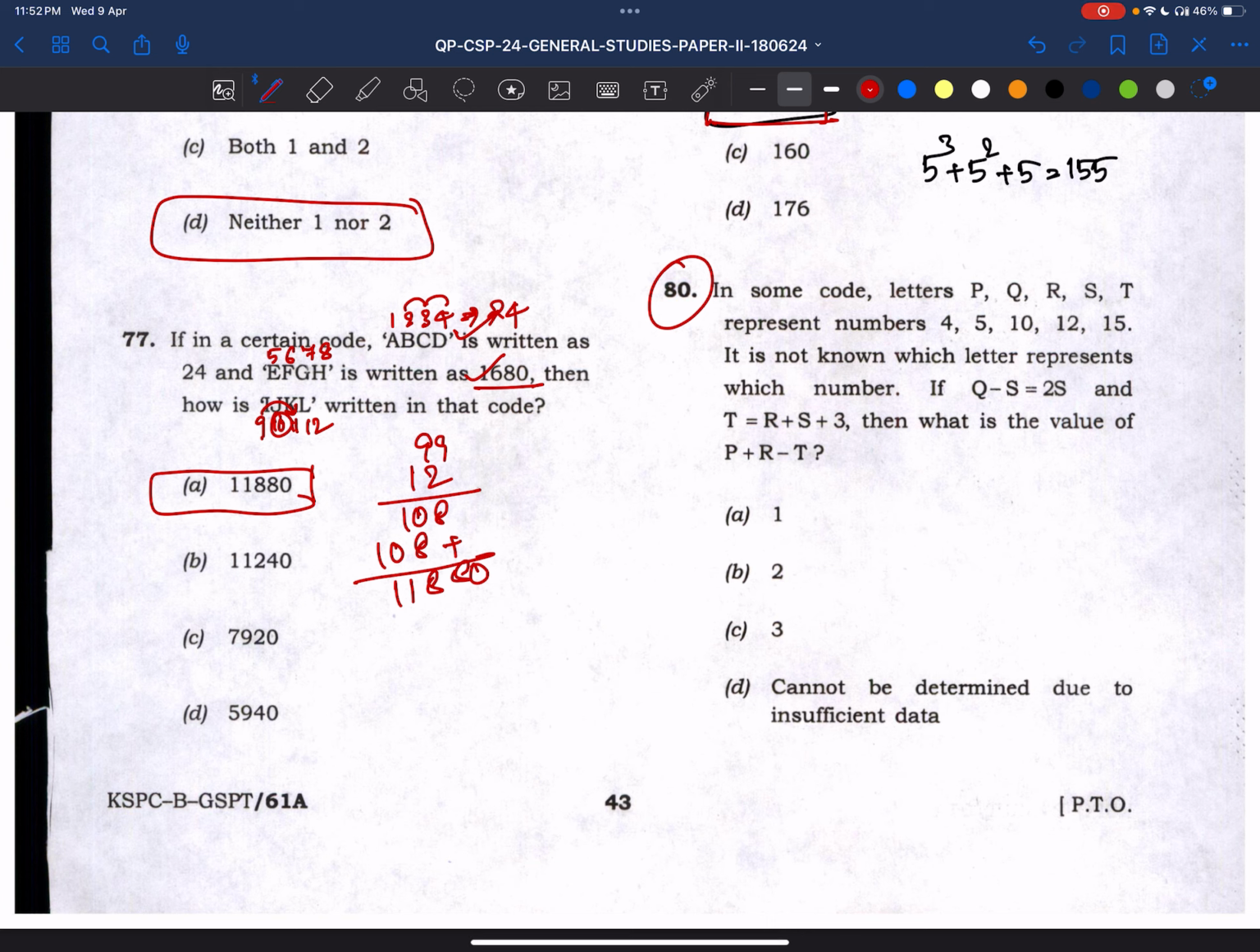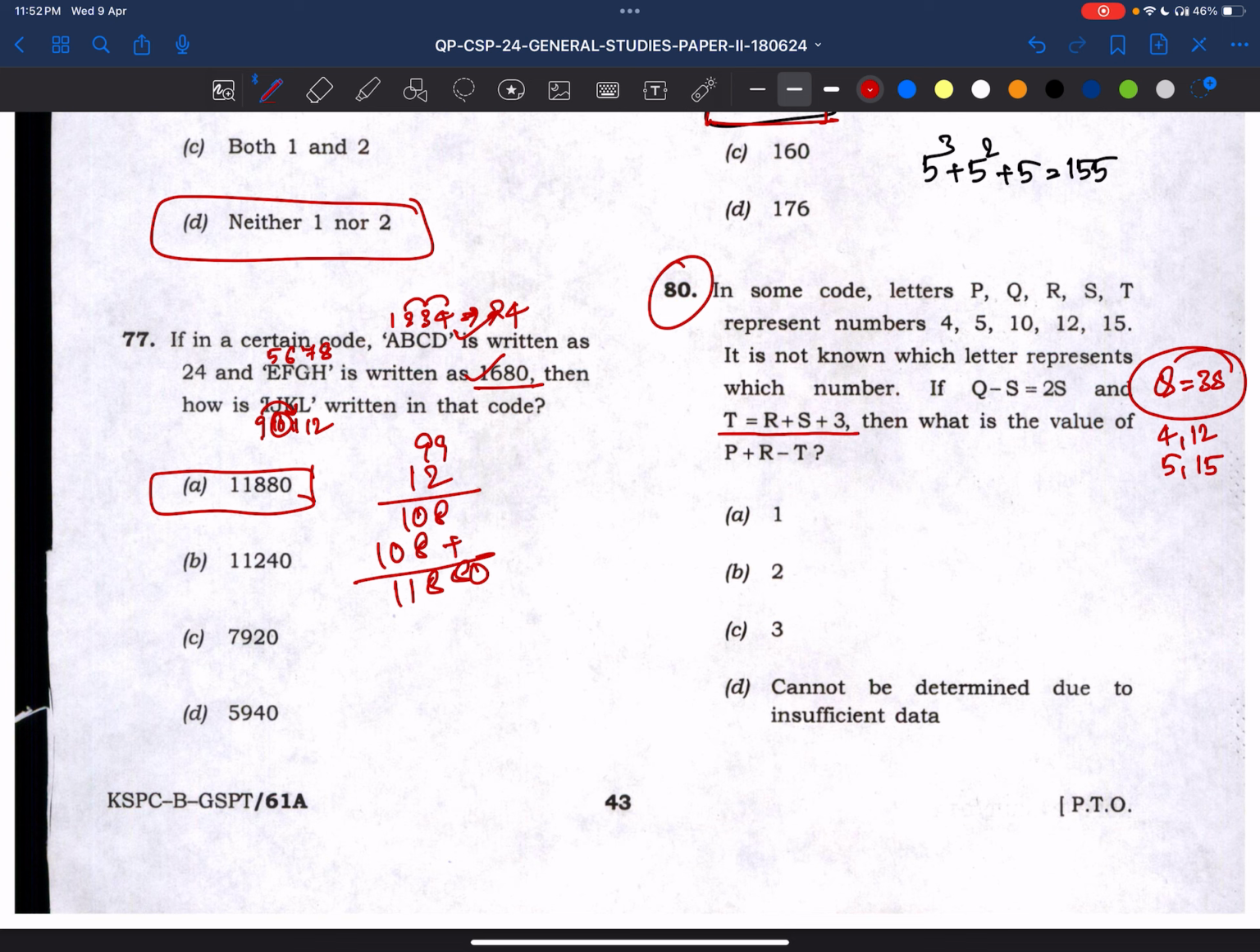In some code, letters P, Q, R, S, T represent 4, 5, 10, 12, 15. Okay. It is not known which letter represents which number. Okay. If Q minus S is equal to 2S, that means what? Q is equal to 3S, right? How many numbers are possible like that? 4, 12, or 5, 15.